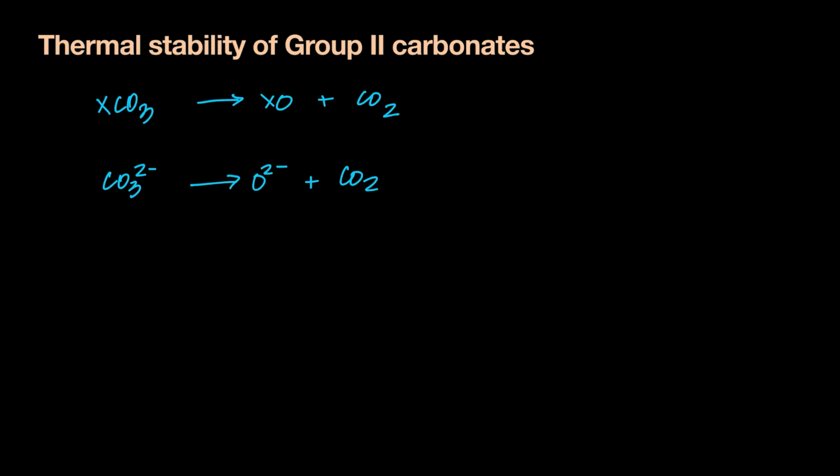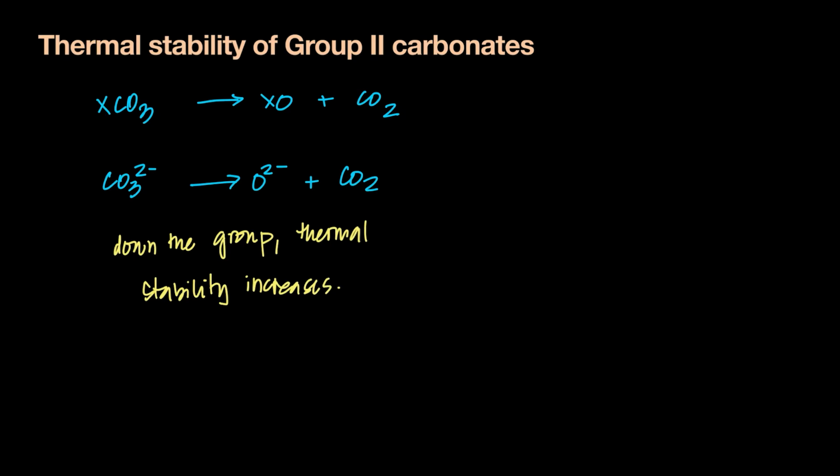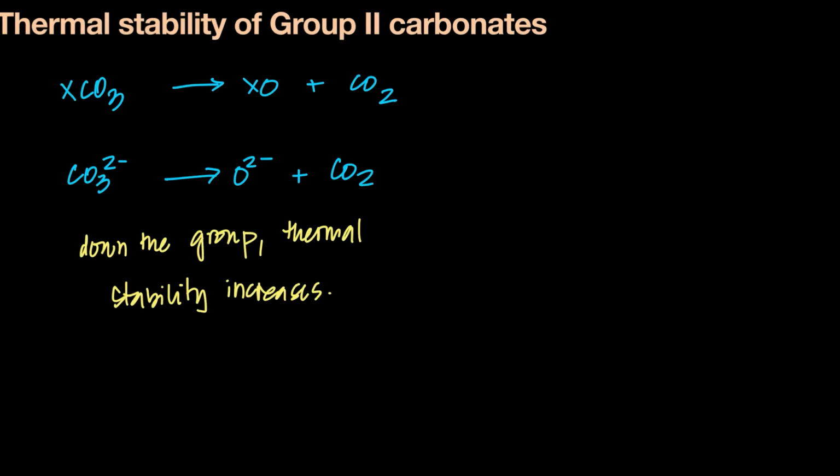And what we know, this is already done in AS level, is that down the group, the thermal stability increases for group 2 carbonates. Which means, what does it mean? It means that down the group, it requires greater temperatures to decompose group 2 carbonates. If something requires greater temperatures, it is harder to do. So down the group, it is harder to decompose a group 2 carbonate.